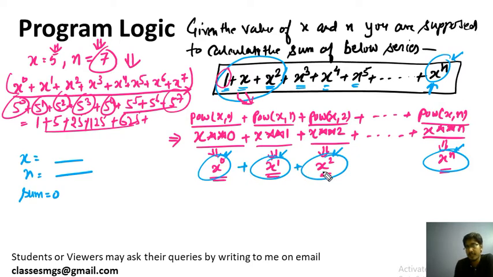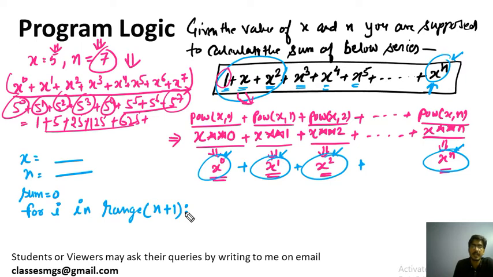Actually we want to calculate the sum of the series. That's why sum is initially 0. Now we will apply the for loop, for i in range, and I am passing up to n plus 1, because if you are passing n equals 5 and you do not pass n plus 1, then it will add up to n minus 1 only. That's why I am always passing n plus 1 here.